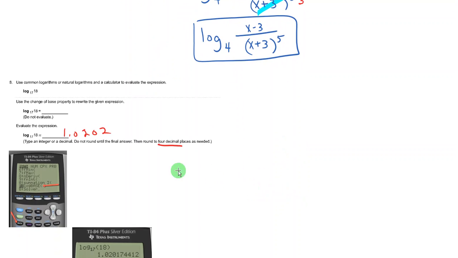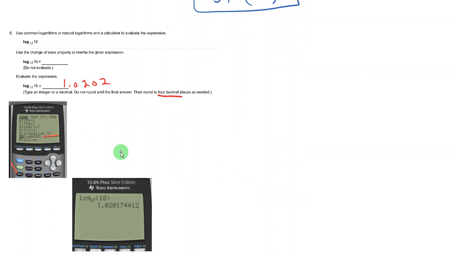Use common logs or natural logs to do this. And I just put the calculator screen. You could do log. You can go and do math log base. And then when you get the icon, you're putting 17 in the bottom, 18 there, and you get the answer. It says round to 4 decimal places. So this 1 here becomes a 2 because the 7 to the right of it, you round up.